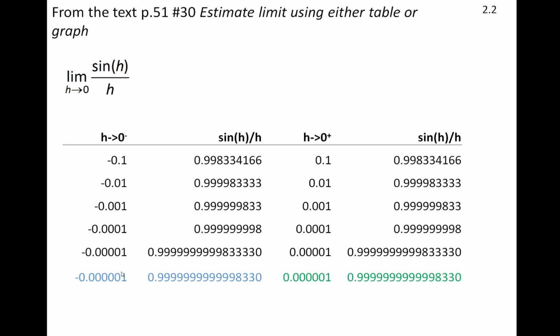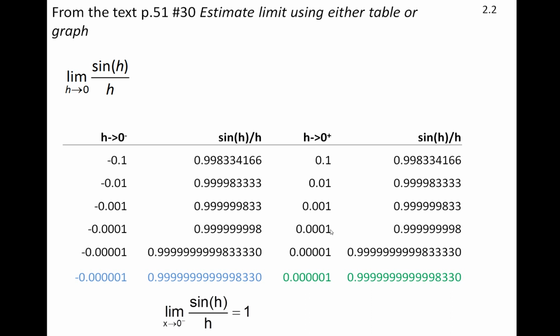So as we get closer and closer to 0, but strictly smaller than 0, all of those function values are mapped really close to 1. So looking at this sequence of numbers, we would conclude that the limit as h approaches 0 from below of sine h over h is 1.